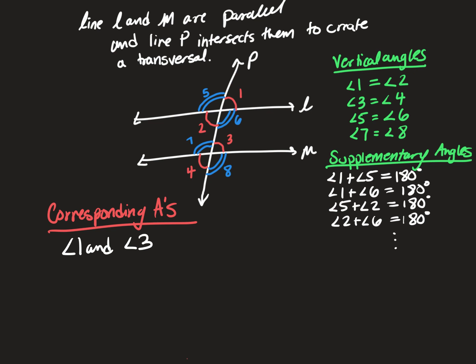Those are corresponding. The next set of corresponding is angle 6 and angle 8, the next set on the other side of the transversal. So I just looked at the right side of the transversal. Now let's look at the left side of the transversal. So the left side, 5 and 7 correspond to each other. And then 2 and angle 4 correspond to each other. It means that they are congruent.